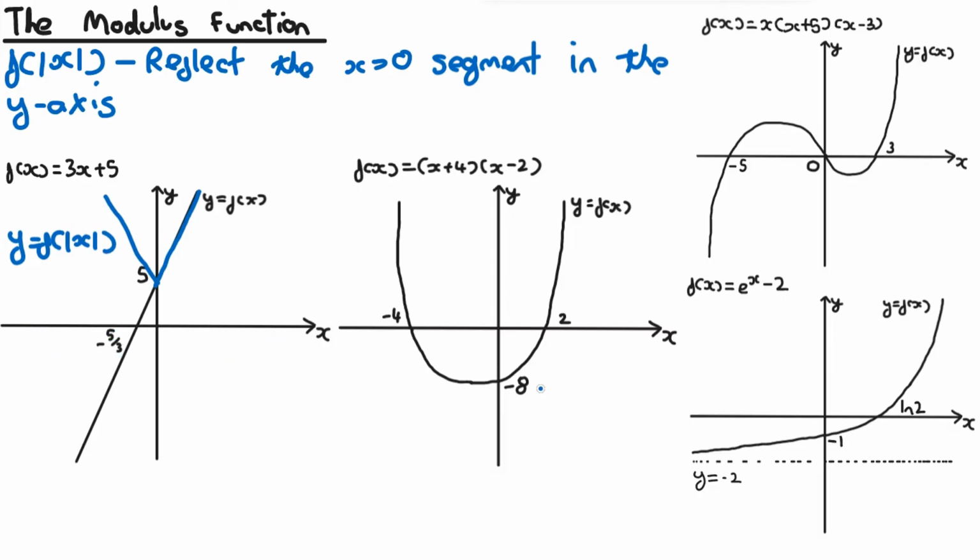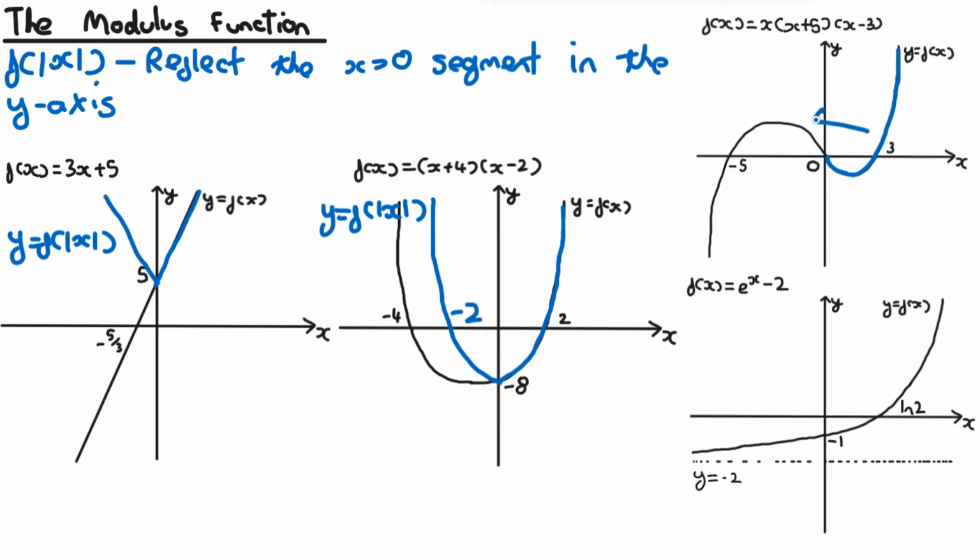Here's another example. We have this quadratic here, so this is going to remain the same. And then we just reflect this in the y-axis, so this is going to be like this here, where this is y is equal to f of the modulus of x. This here is 2, so therefore this root is just going to be this reflected, so this is going to be minus 2. For this here, this is going to be the exact same thing. This is unaffected.